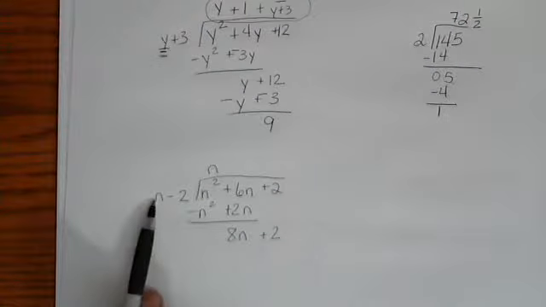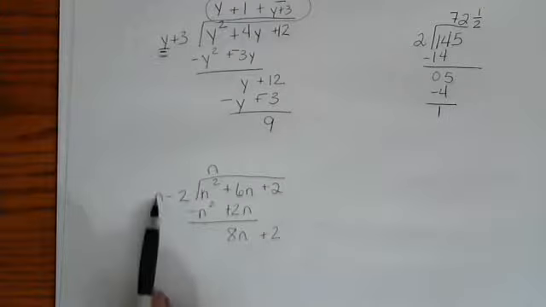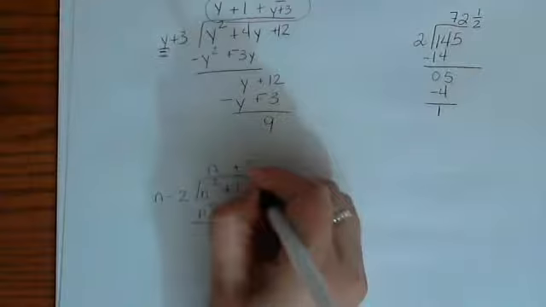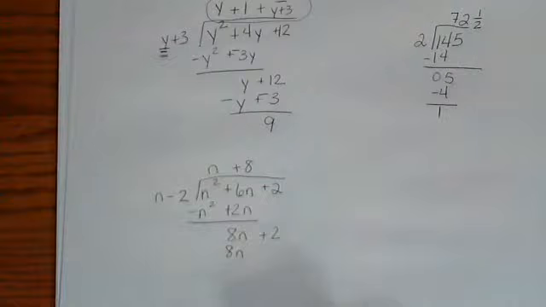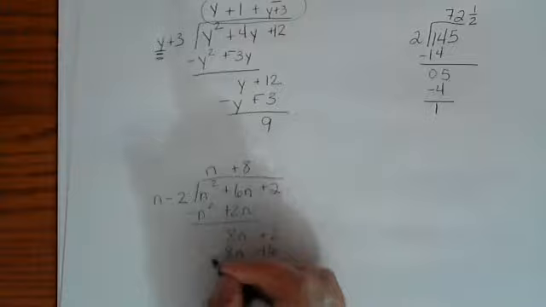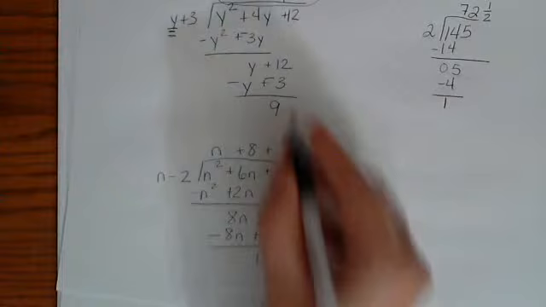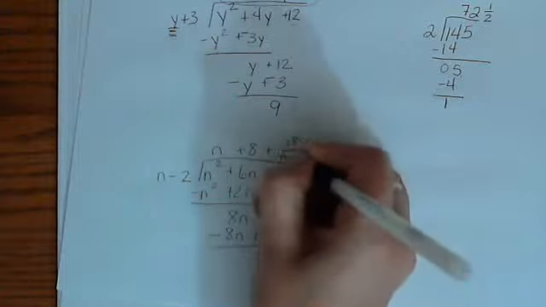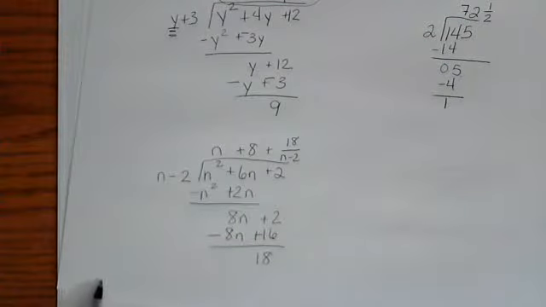How many times does n go into 8n? 8n divided by n is just 8. So plus 8. 8 times n is 8n. 8 times negative 2 is negative 16. And again, we're going to subtract these and make that a positive 18. So our remainder becomes an 18 over n minus 2. This 18 is the remainder, and it's going to be divided by n minus 2. That's not so bad. We just need to keep practicing until we're really, really good at it.